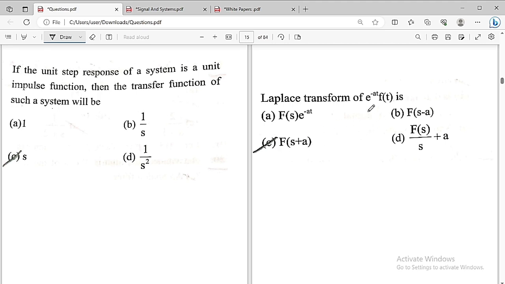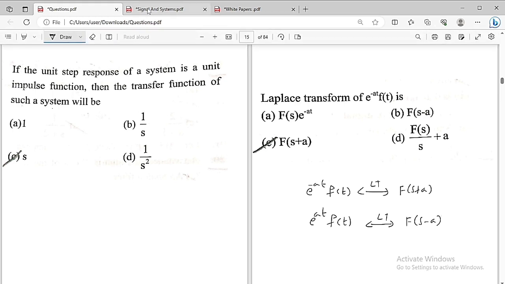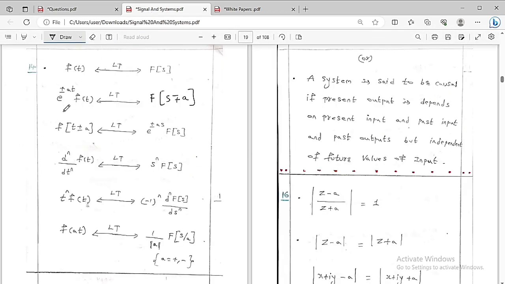So let me write here. E to the power of minus a t into f of t has the Laplace transform f of s plus a. Similarly, e to the power of a t into f of t has the Laplace transform f of s minus a. By this we can say, here minus means plus, here plus means minus. Same thing I have written here: e to the power of plus or minus a t f of t has Laplace transform f of s minus or plus a.